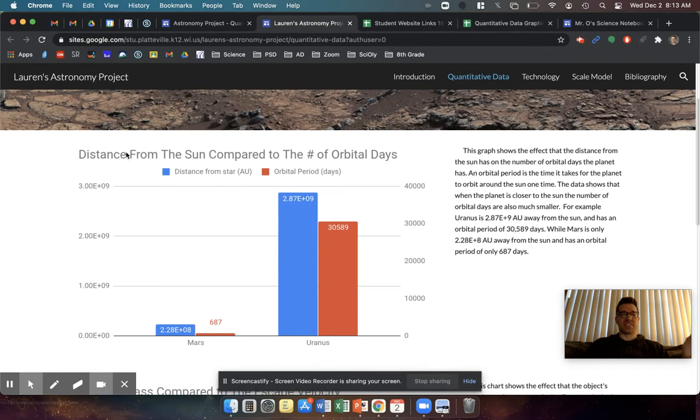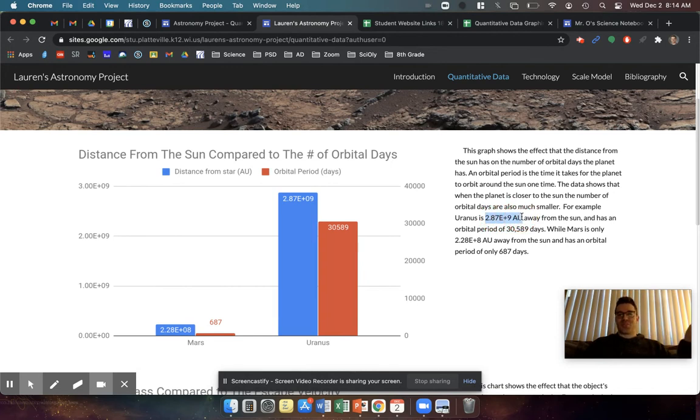So this one happens to be the distance from the sun compared to the number of orbital days. They told me, I really like it, what orbital days are. They mentioned what distance from the sun is. That's pretty straightforward. But they also talked about specific data points that support their claim of a relationship between distance from the sun and how long it takes to go around the sun. You'd think that your distance from the sun does affect how long it takes for you to go around the sun. So there's a relationship there, which they describe here with the appropriate data, and they also include the units for each.